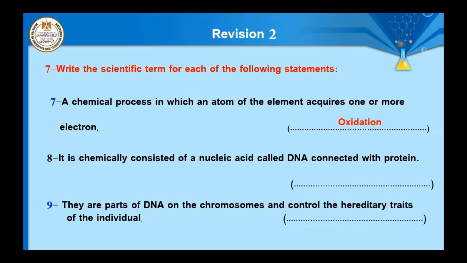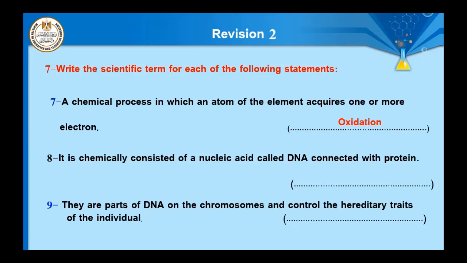But reduction is decreasing of oxygen and increasing of hydrogen. And also oxidation reduction can be defined in the electronic concept as oxidation is a process of losing electrons. Reduction is a process of gaining electrons. But in this statement, there is no loss or gain. But there is another word which is called acquires. Acquires means produce. When the atom produces electrons, this means that it loses electrons. So the definition is oxidation reaction.